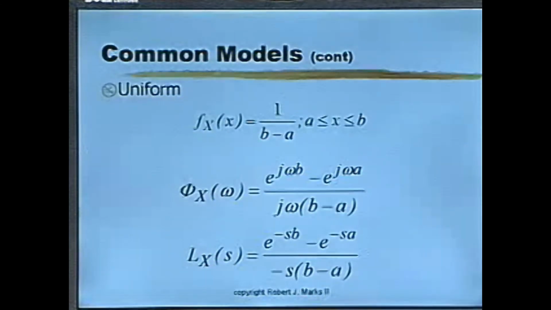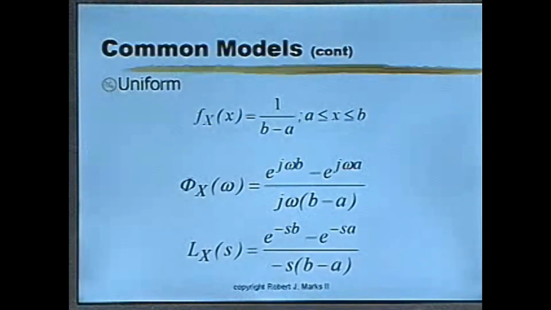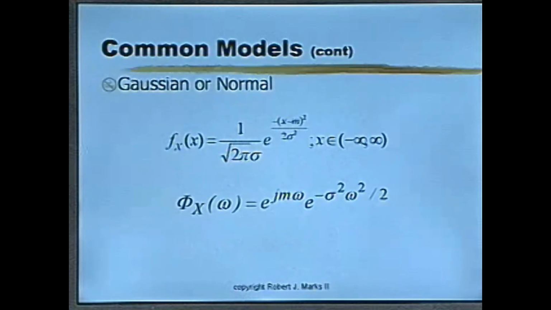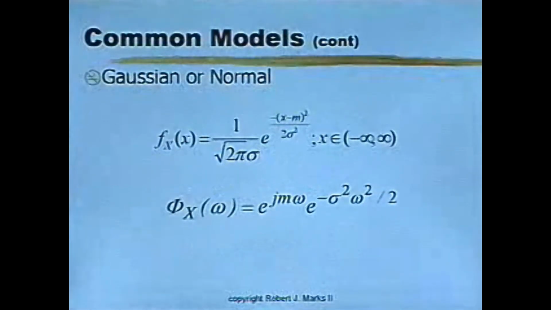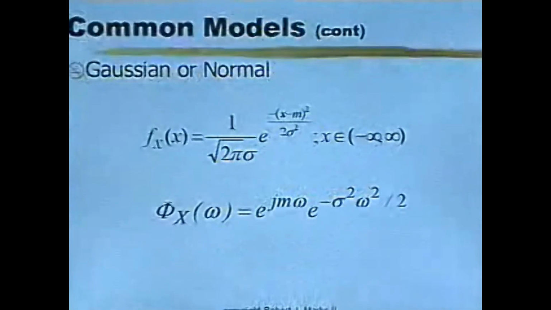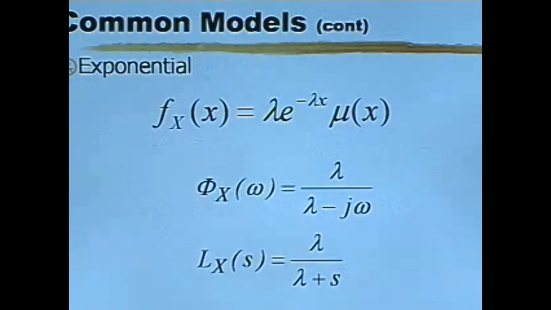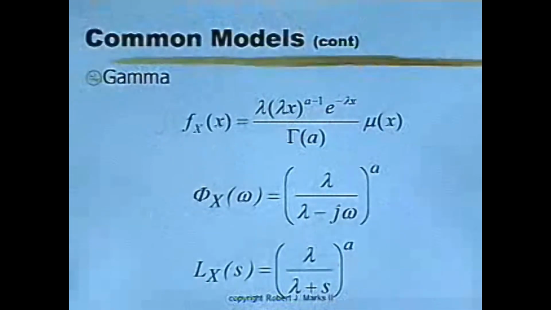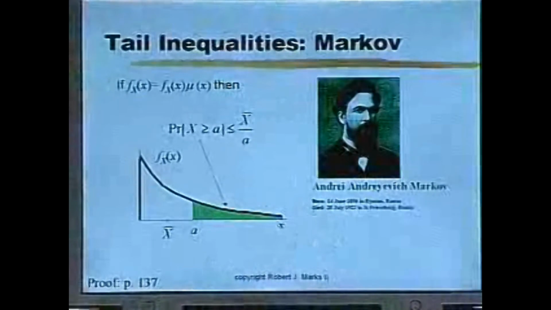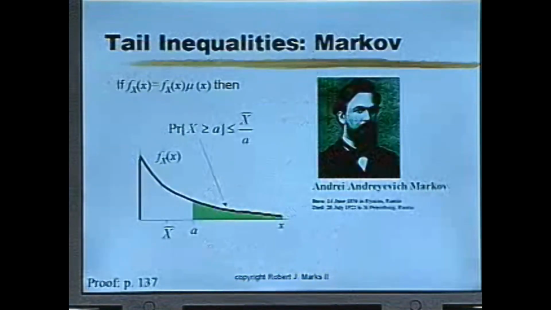Here's a uniform random variable. Gaussian random variable. The Gaussian random variable is kind of interesting in that its Laplace transform doesn't converge. So therefore we're restricted to look at the Fourier transform. And of course it has no moment generating function. Why? Because it's not discrete. Here's exponential, Laplace, gamma. And that's it. That's all I gave you, gamma.